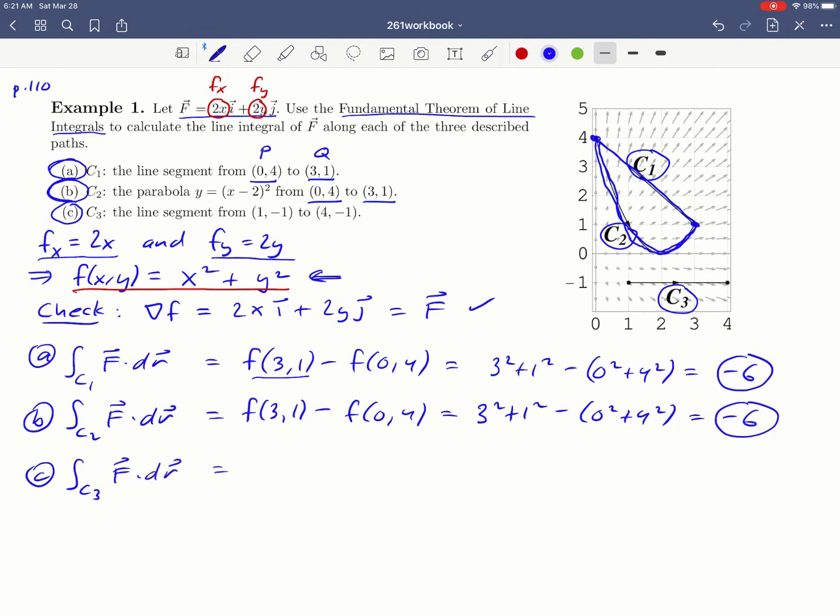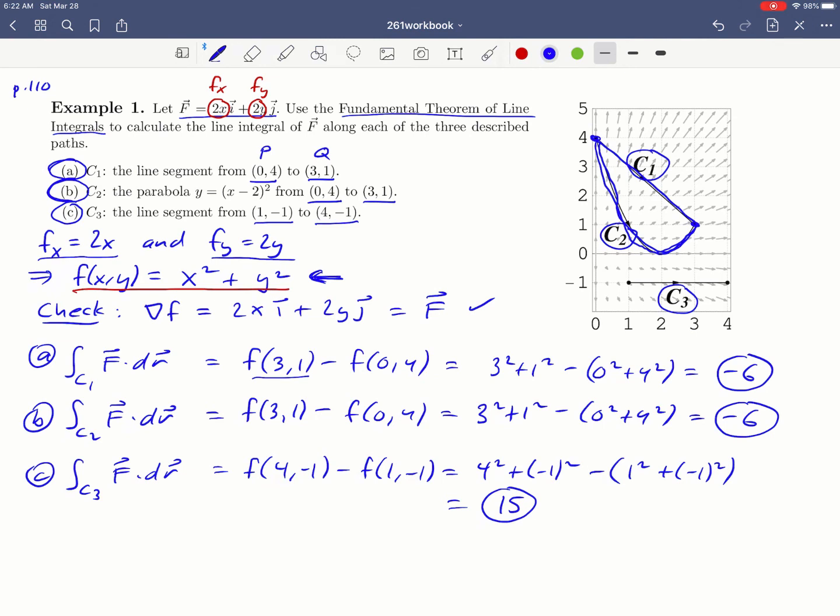Same thing that we did above. The only thing that's changed is that we've got a different starting and ending point. So this time we're going to take f of (4, -1) minus f of (1, -1). Then it's a matter of going back to our potential function and just substituting the pieces in. So x squared plus y squared is 4 squared plus (-1) squared minus 1 squared plus (-1) squared. And if you do the arithmetic there, you're going to come up with an answer of 15 for that third line integral.